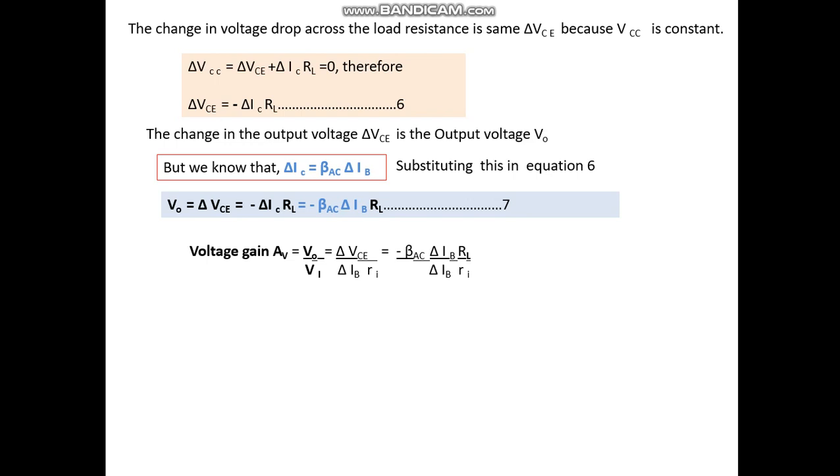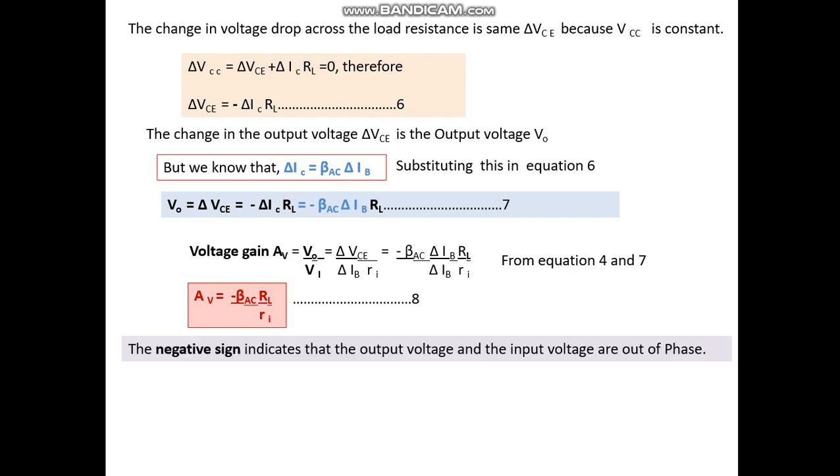The voltage gain AV is equal to the output voltage upon the input voltage. That is equal to VO by Vi, that is equal to delta VC upon delta IB Ri. That is equal to minus beta AC delta IB upon delta IB, which gets cancelled, RL upon Ri. So from equations 4 and 7, AV is equal to minus beta AC RL upon Ri. That's equation 8. The negative sign indicates that the output voltage and the input voltage are out of phase.